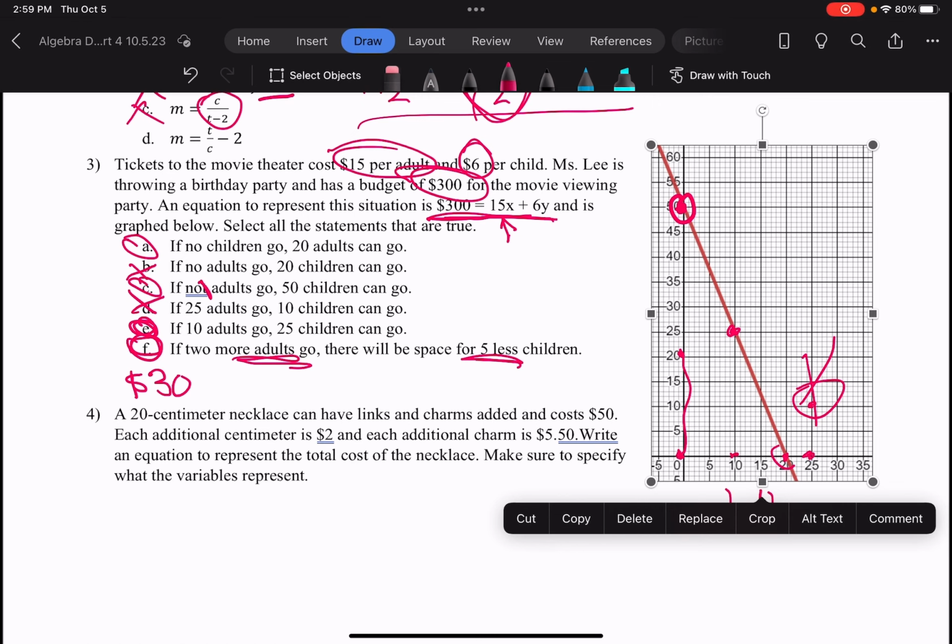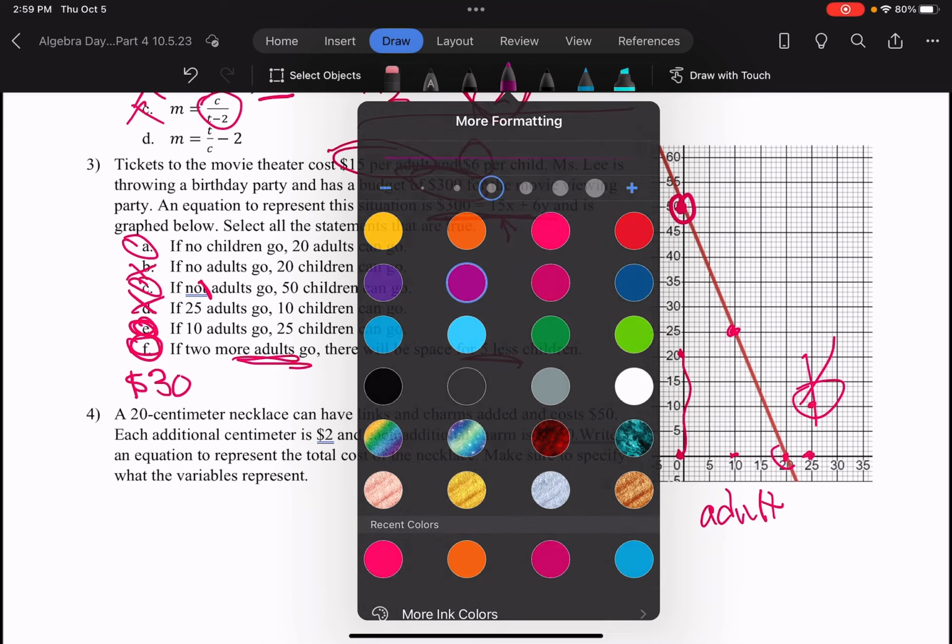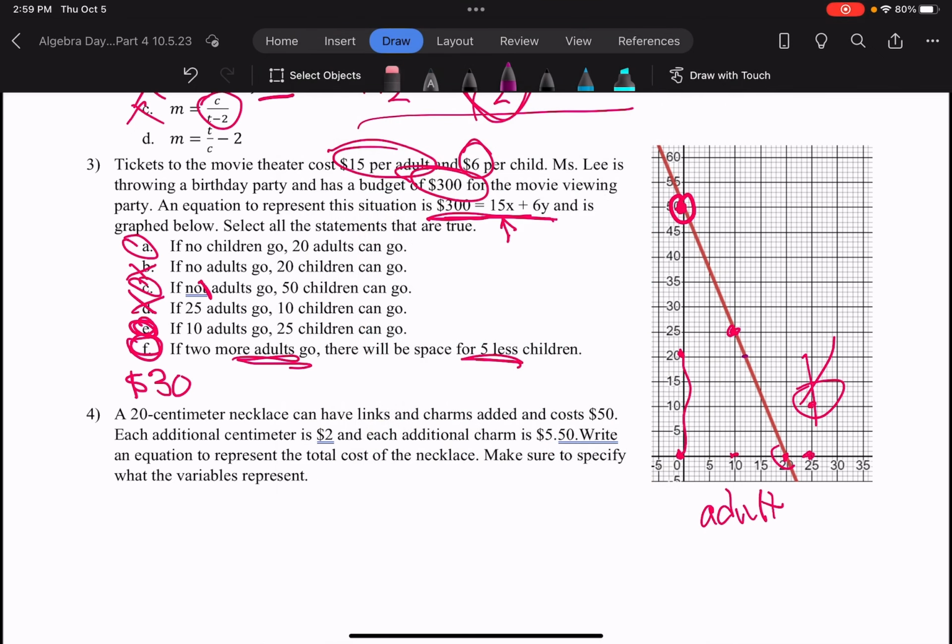So if I look at this point here, let's make this a different color, make it stand out a little. If I go over 2 and up 5, right, I'm going over 2 adults, up 5 children. So as I increase 2 adults, I have to decrease 5 children.